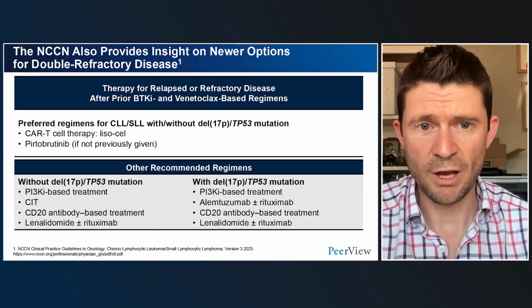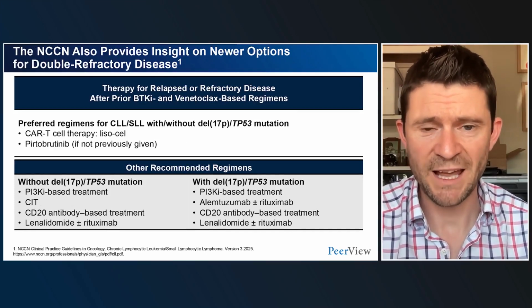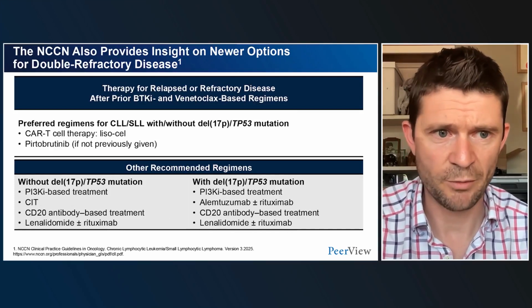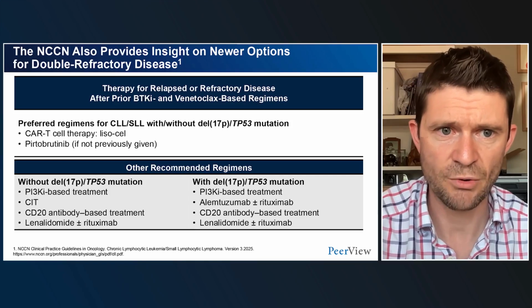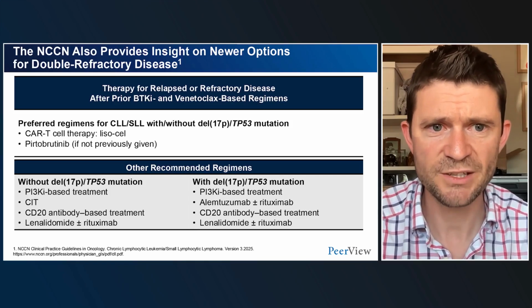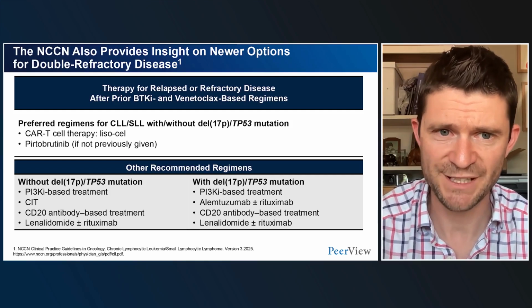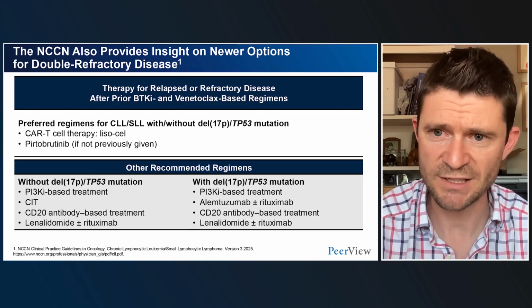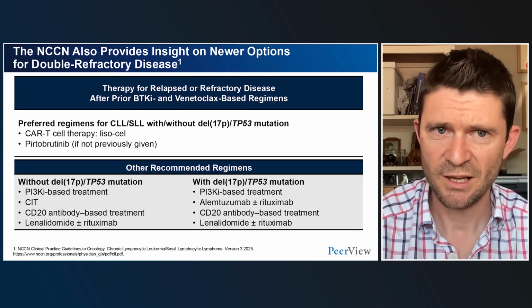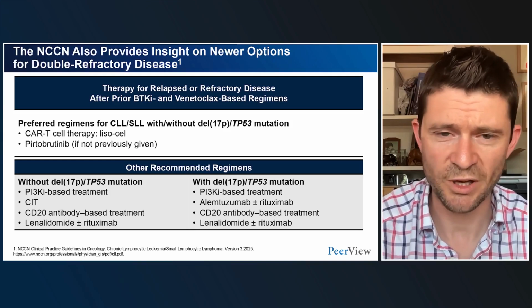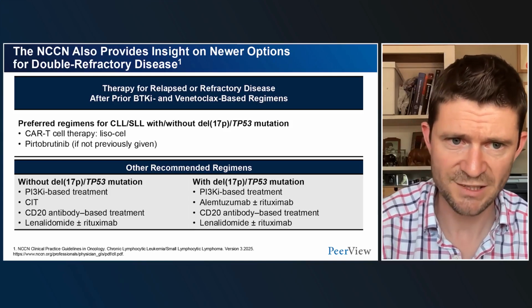Now, there is a relatively new category of therapeutic options for patients who are considered refractory or have relapsed after a prior covalent BTK inhibitor and prior venetoclax-based therapy. This is a challenging group of patients that we are starting to see more in our clinical practice.